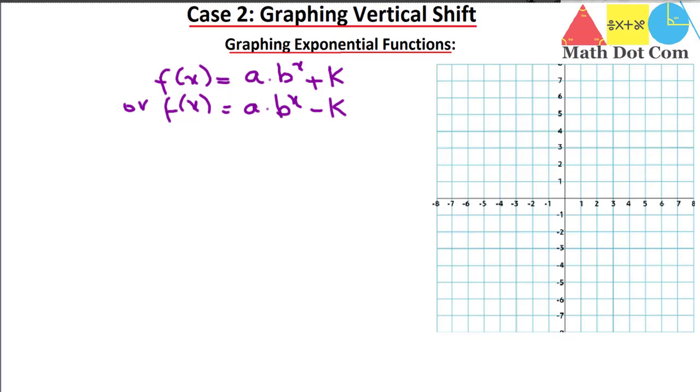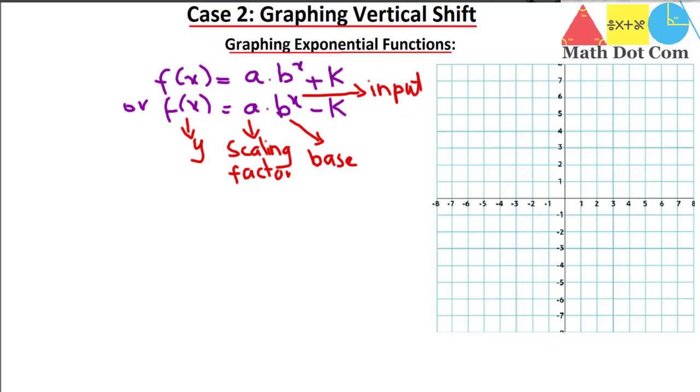Now what does that mean? This is a generic form. Let me explain these values one by one. F of x is basically the y, or the output of the function. A is the y-intercept, you can say, or the scaling factor. B is the base. As I already told you, on the basis of this base you decide whether the exponential function is growing or decaying. X is the input to the function, the value of x, and k is the constant that will determine the vertical shift. So this constant will determine whether the shift will be upward or downward.